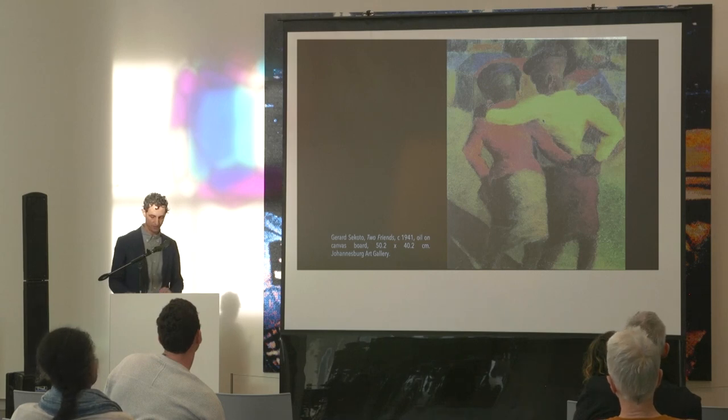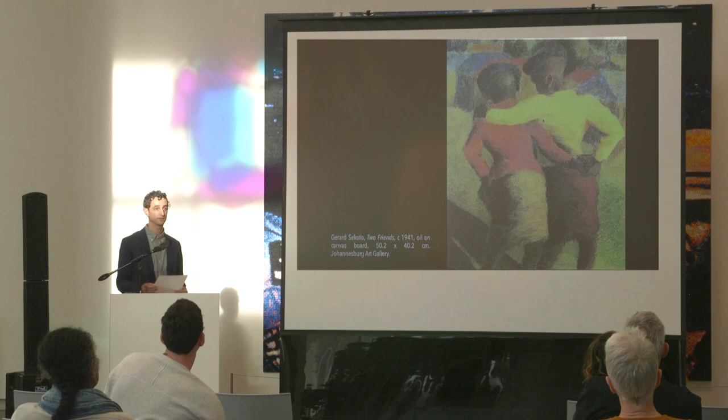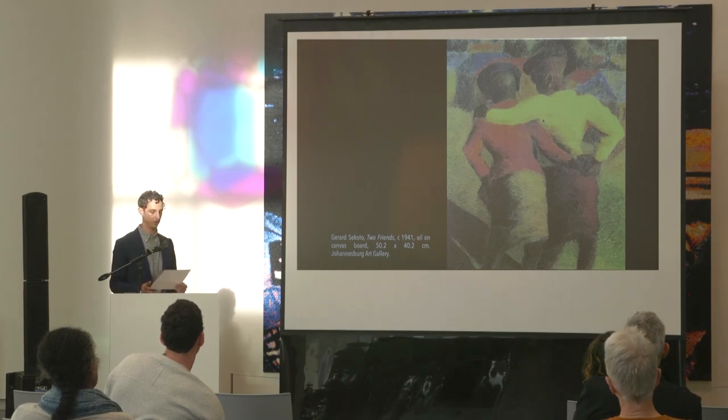African modernism's temporality was no less disjointed. Sekoto's Two Friends from 1941, the work likely developed from a sketch made on the street depicting two young black women strolling on and on, troubles Western art history's dominant narrative of modernism because it is painted, like the Song of the Pick, in an unmistakably post-impressionist style which originated in Europe in the late 19th century.